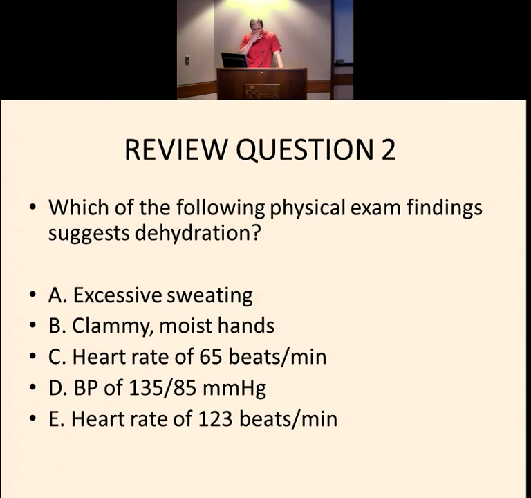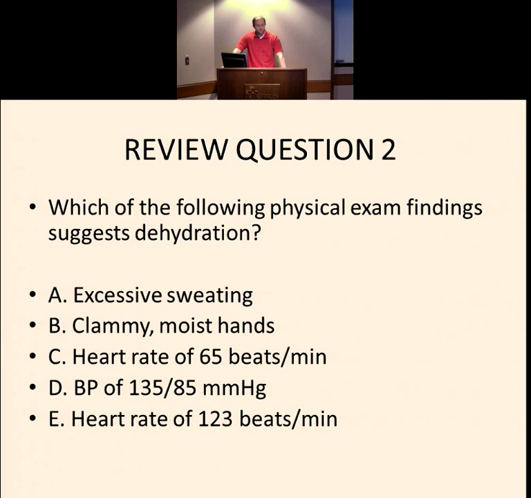Yeah, it's at the bottom. So a heart rate of 123 beats per minute would suggest that they're dehydrated. The heart's trying to beat extra fast to compensate for not having enough volume to push. So excessive sweating, if you're dehydrated, are you going to sweat? Does your body have extra fluid to give up to sweat? It's not going to do that. Clammy, moist hands? No, again, remember, people who are dehydrated are thirsty. They're not going to have water in their mouth. They're not going to have water in their hands and have sweaty hands.